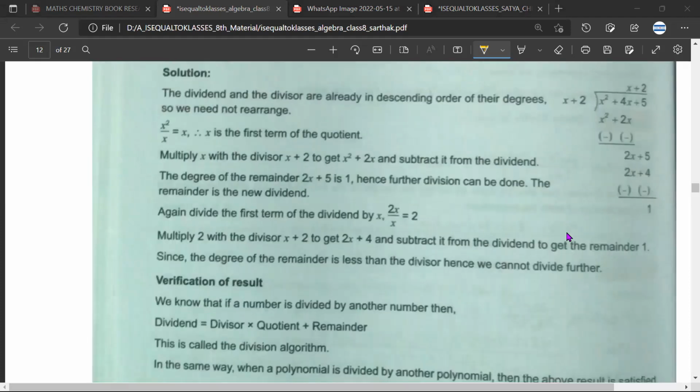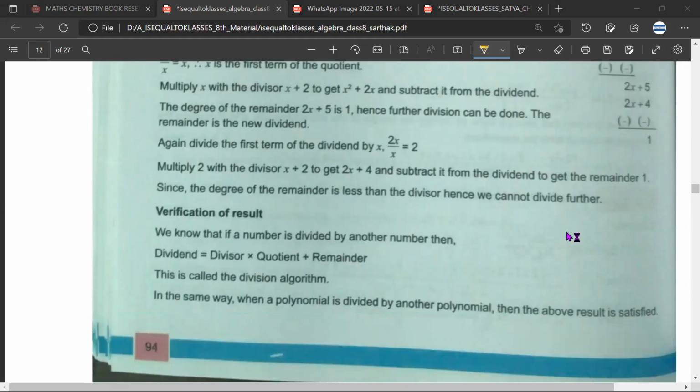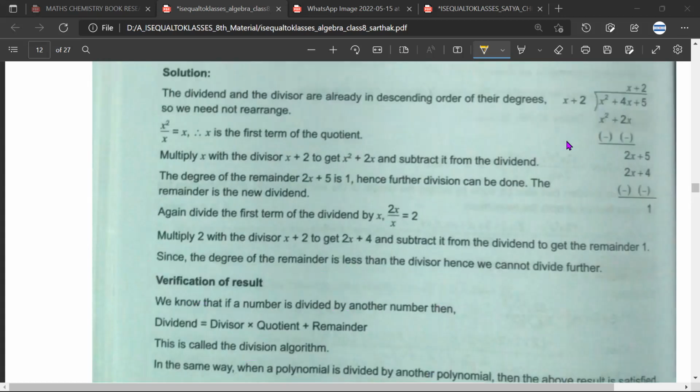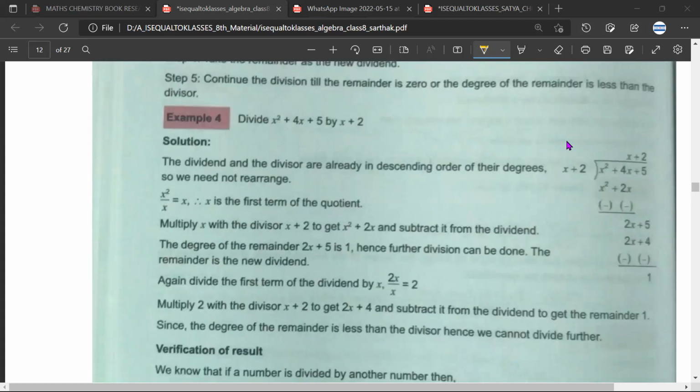Now, another thing that you will need to understand is the division algorithm. This is called the division algorithm. So, this division algorithm says that the dividend is equal to divisor into quotient plus remainder. Have you understood this? Yes. See, this is not very complex.